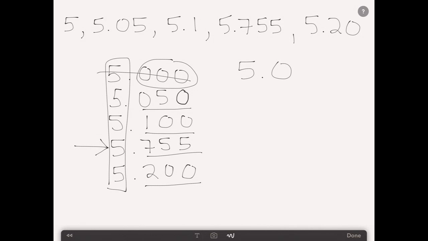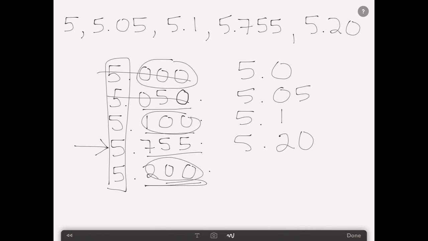Next, would you say that 50 thousandths, 100 thousandths, 755 thousandths, or 200 thousandths would be the lesser amount? Well, 50 is the least amount. So 5 and 5/100ths would be the next. Next, I can notice that the 100 is the next least amount. So 5 and 1/10. Next would be right here, so 5 and 20/100ths. And finally, we have the 5 and 755 thousandths.